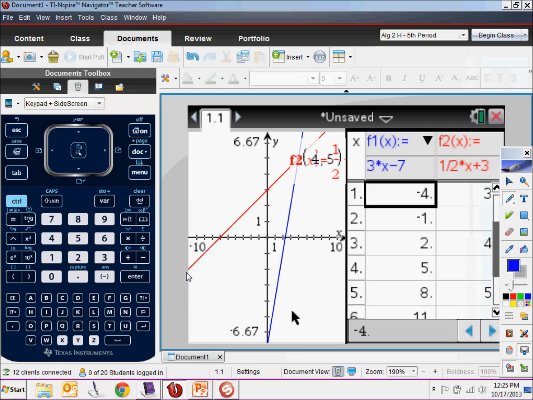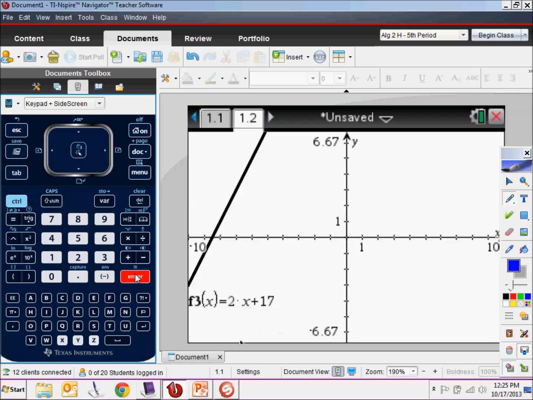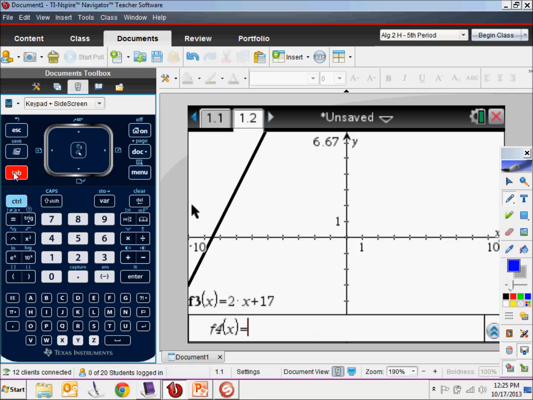So I'm going to graph. I'm going to go back here. I'm just going to press home and get a new graph. Notice how it says F3 and F4. That just means my y1 and y2 have different names. All right, so I'm going to put in 2x plus 17. And what do I get? This beautiful line. I press enter. I'm going to press tab, and I'm going to put in the right side of the function. The right side is negative 4x minus 16. And I press enter.